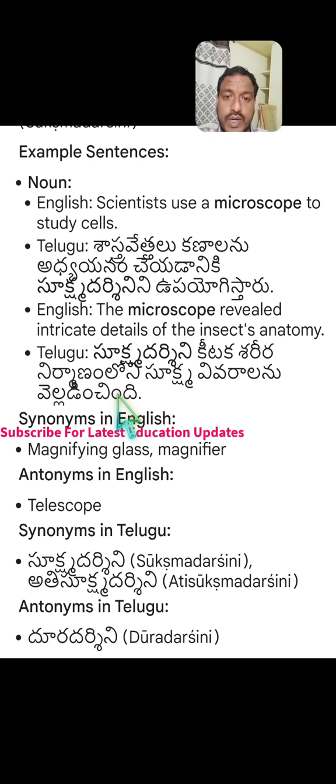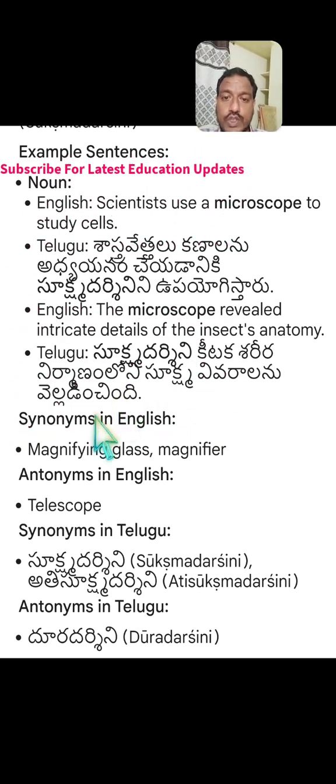Parts of or components of something with the help of this microscope. Now let us see the synonyms of the word microscope. Magnifying glass, in general, magnifier. Its opposite word is telescope.